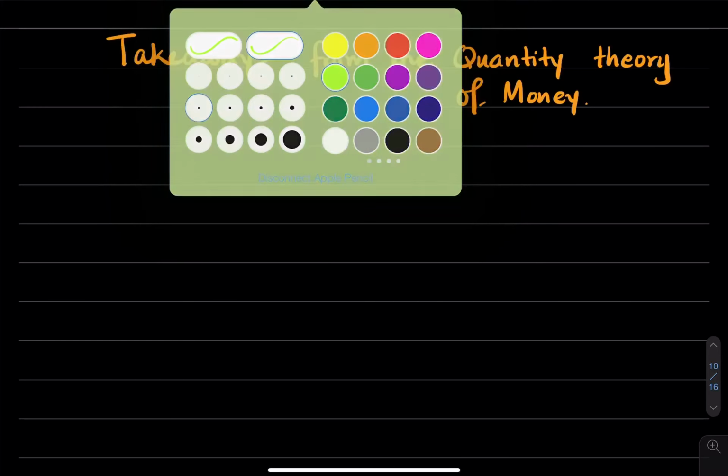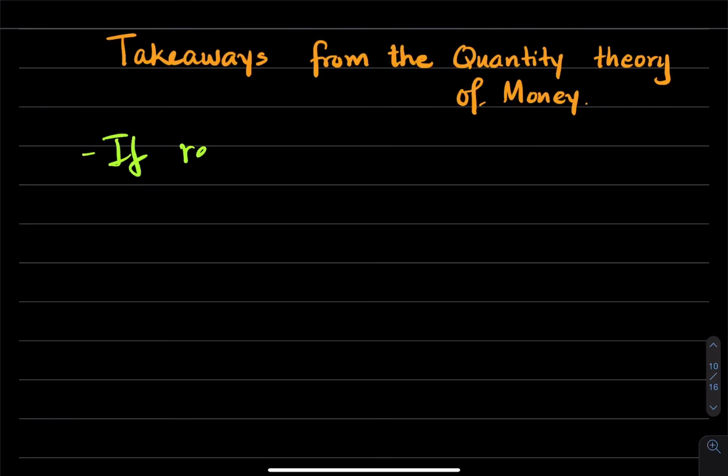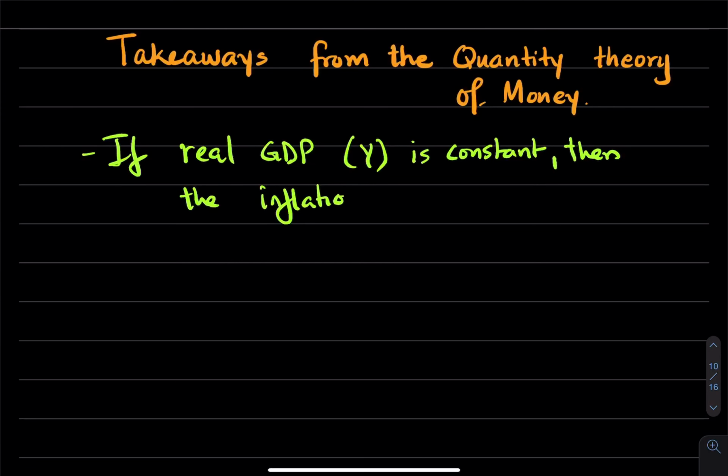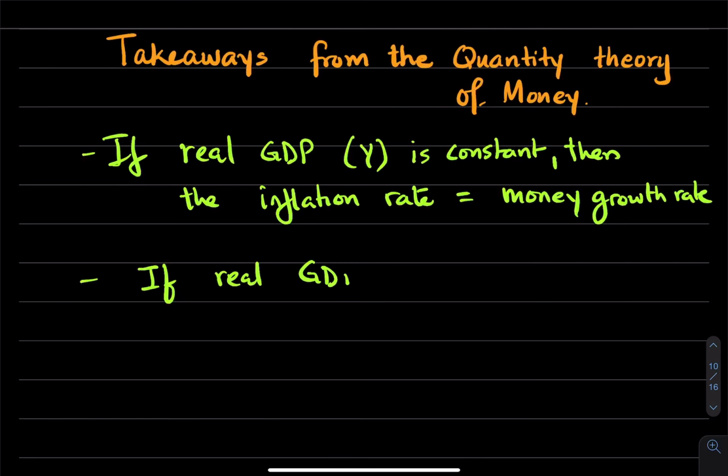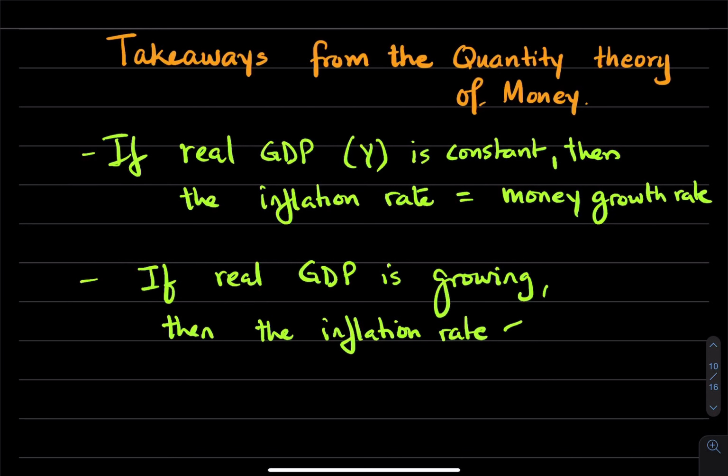So we can say that if real GDP, or Y, is constant, then the inflation rate equals the money growth rate, which is what we saw in part B. But if real GDP is growing, which was part C, where it had grown to 824, then the inflation rate is less than the money growth rate.